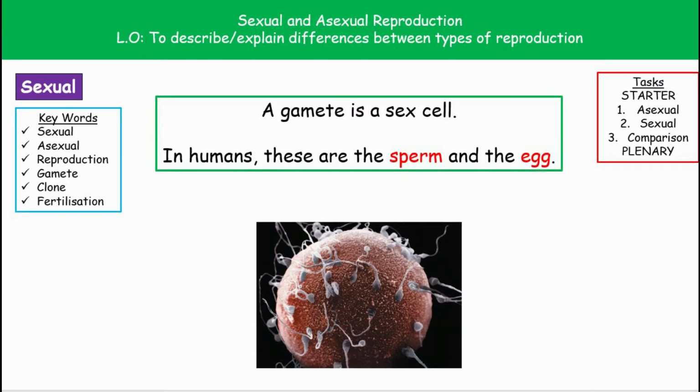Hopefully what we identified is that in humans the sex cells are the sperm and the egg. Now as long as you've got those two written in, the order of them doesn't matter, so give yourself a tick for each one you got right. Obviously if you didn't, make sure you've written them in so you do know that in humans our gametes are the sperm cell and the egg cell.